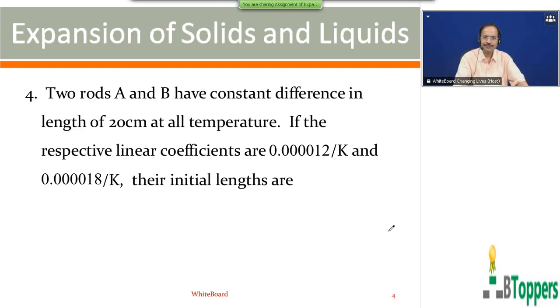Look at the next question here. This problem is also based on one of the special cases I have discussed earlier. I am going to read problem number 4. 2 rods A and B have a constant difference in length of 20 centimeter at all temperatures. The respective linear coefficients are 0.4012 K and 0.4018 K. The initial lengths are?